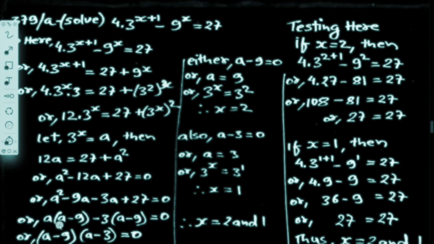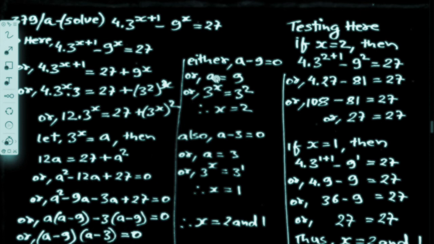Here a is common in both terms, so a minus 9 is the rest. Next, minus 3 is common and the remaining factor is a minus 9, equals 0. Since a minus 9 is similar, keep a minus 9 only once. A minus 9 is our first factor and a minus 3 is our second factor, equals 0. In this way we get two factors of this expression: a minus 9, a minus 3 equals 0.